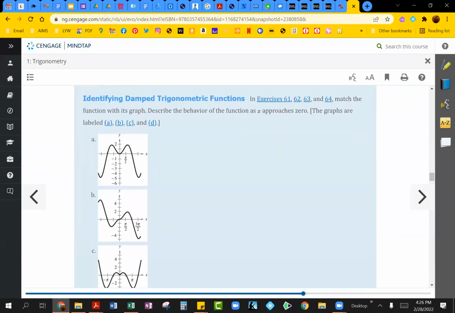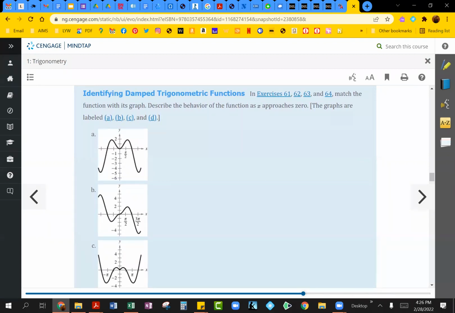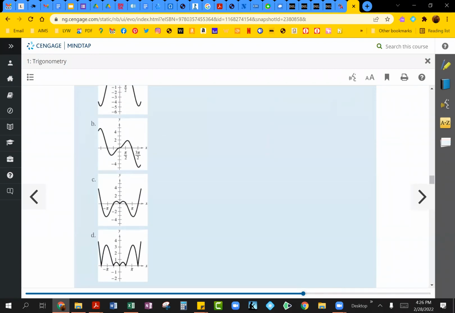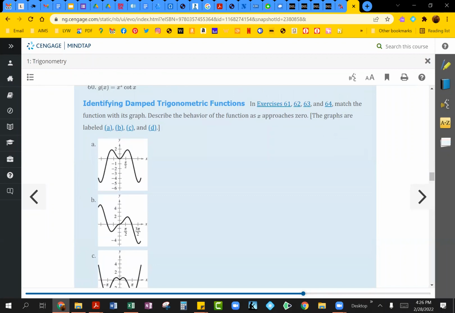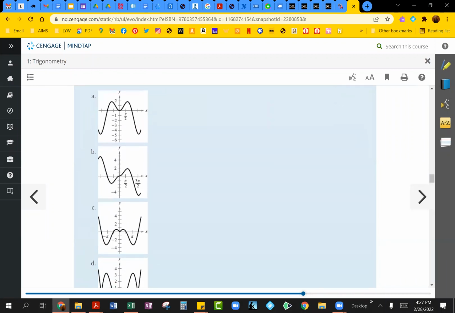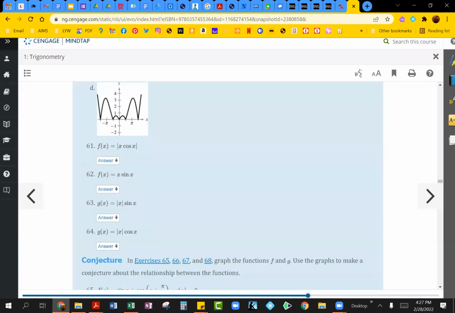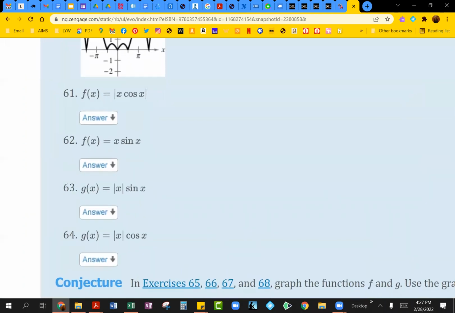textbook here. This one I thought was kind of a neat exercise because they're giving you these graphs here. There are 4 of them, and they're basically asking you to match each with the function itself. So you kind of have to see what the general shape of these functions is and what the damping factor might be, and based on that, choose your function here. So these are the 4 functions. You have absolute value of x times cosine of x times sine of x, absolute value of x times sine of x, and an absolute value of x times cosine of x.